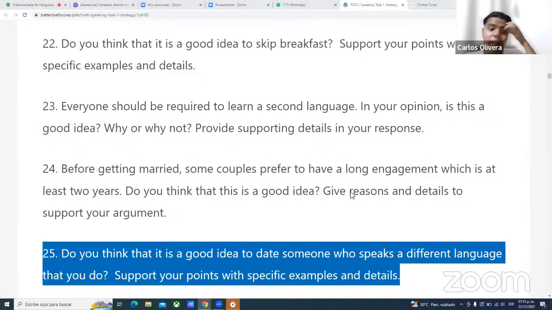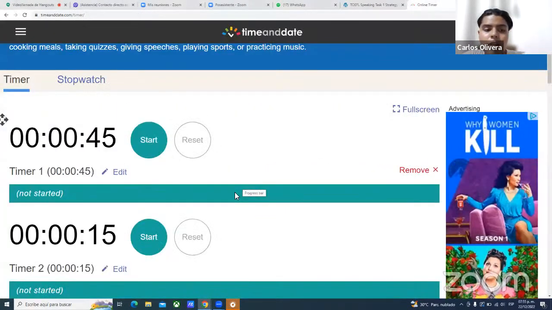Okay, the question is this one. I'm going to read it. It says, do you think that it is a good idea to date someone who speaks a different language than you do? Support your points with specific examples and details. Okay. You can start preparing your responses now.